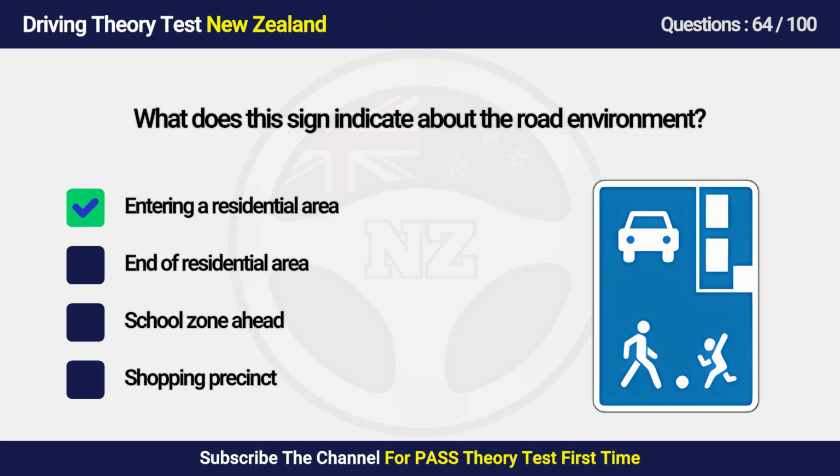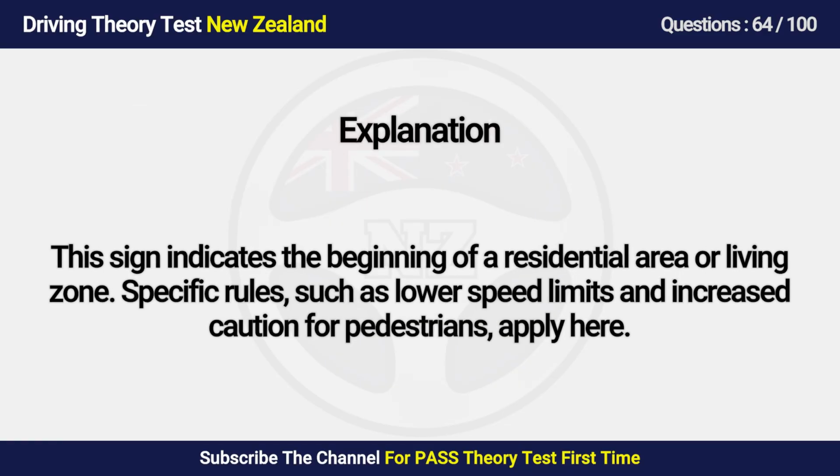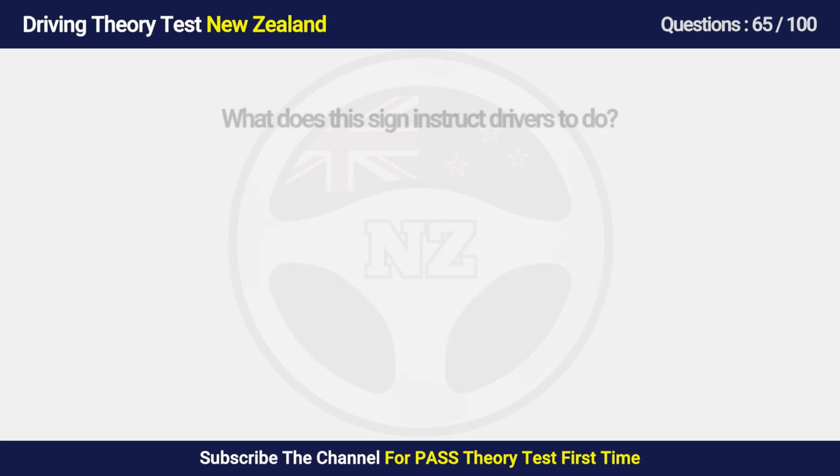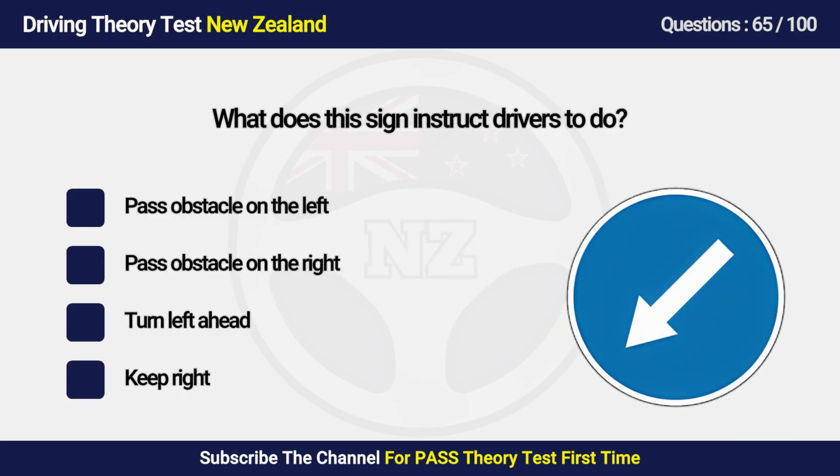Answer is A. Entering a residential area. This sign indicates the beginning of a residential area or living zone. Specific rules, such as lower speed limits and increased caution for pedestrians, apply here. Question 65. What does this sign instruct drivers to do?